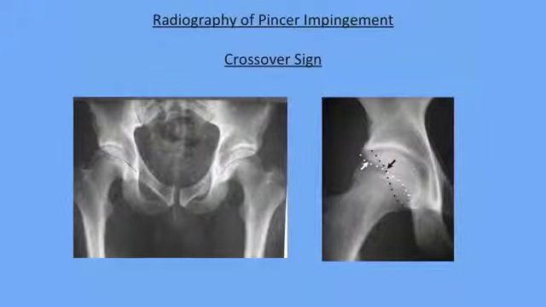Pincer impingement is much more difficult to see by X-ray. You need to be able to determine the posterior acetabular wall and the anterior acetabular wall on an AP view. When there's pincer impingement, we call this the crossover, where the anterior wall, this white dotted line, crosses over the posterior wall, the black dotted line. Normally they should meet at the same point here at the side. When the anterior wall crosses over, it means that this much bone is overhanging anteriorly, which is a sign of pincer impingement.